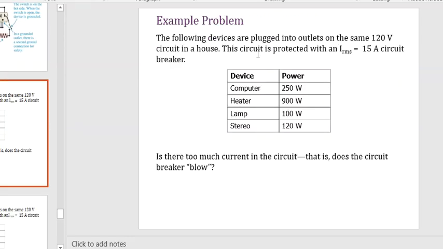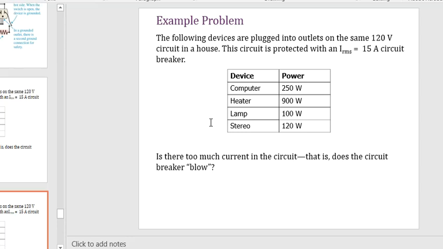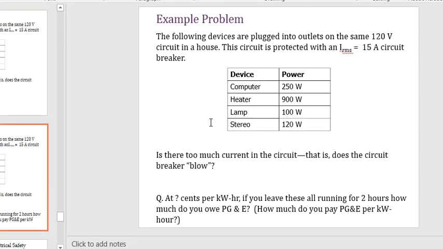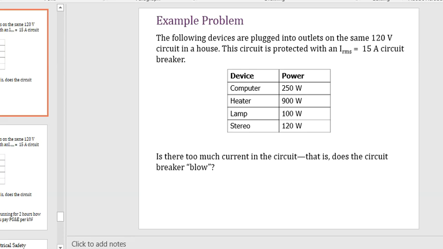So what about different devices? What if we had a bunch of different devices plugged into the same circuit breaker in the house? This circuit is protected to be able to supply up to 15 amps. But let's say that we have our stereo going and a lamp and a heater and a computer all plugged in. So the question is, does the circuit actually blow? I'll give you a moment to see if you can think through that.